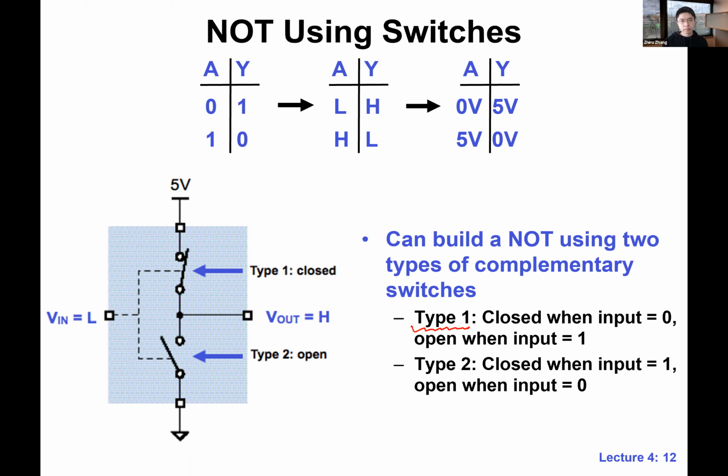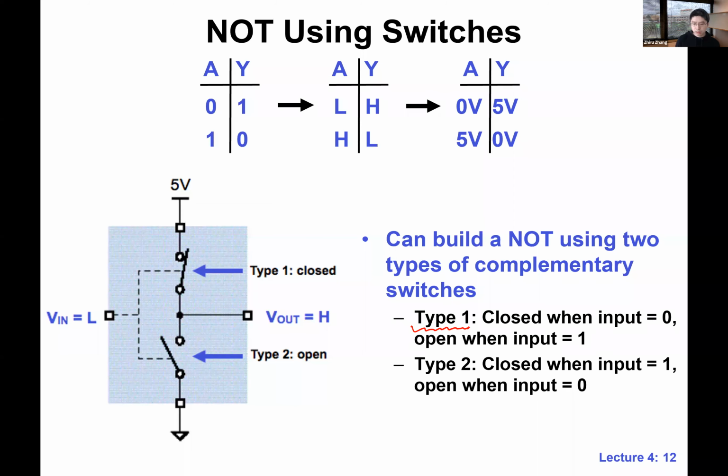First, for the type 1 switch, it closes when the input is 0. Closes means it's conducting. The current is flowing through the switch. That's what I mean by closed. When it's open, it means it's not conducting, so it's switched off. So for the type 1 switch, it's closed when input is 0 or low, and open when input is 1 or high. And type 2 is the opposite. It's closed when input is 1 and open when input is 0.